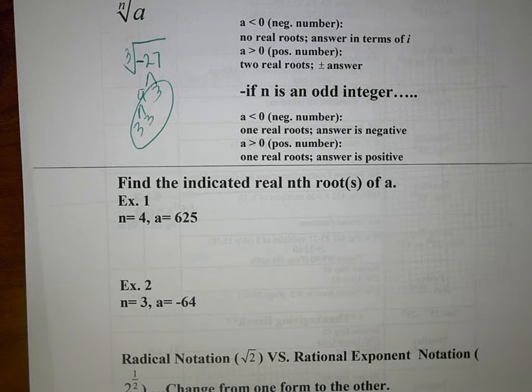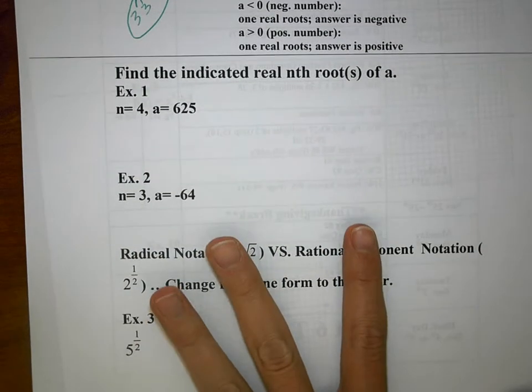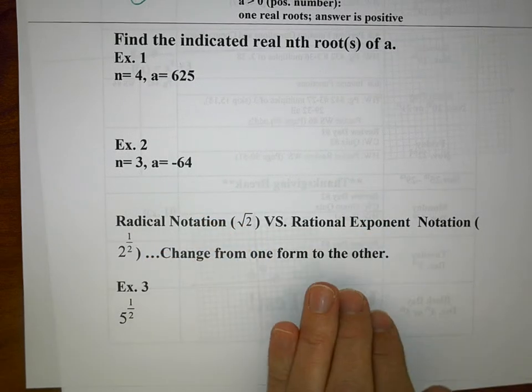Odd roots would be 3, 5, 7, 9, and so on. Okay. 19, 21, 27. Got it. All right, here we go.